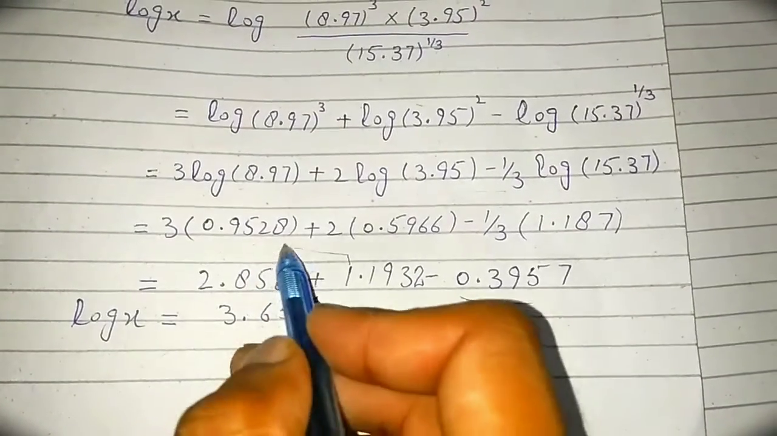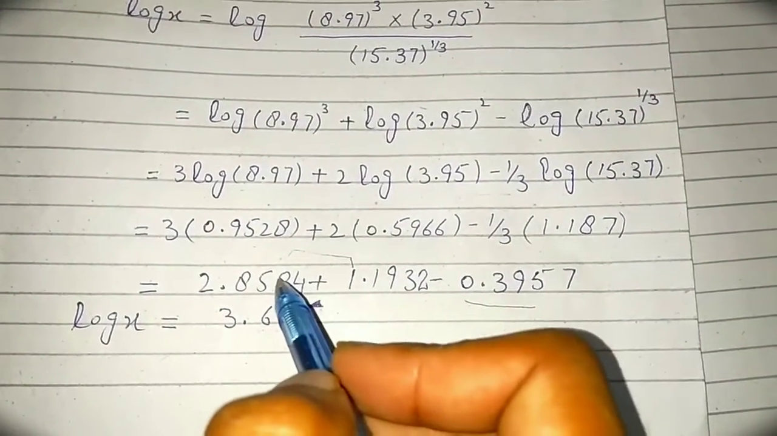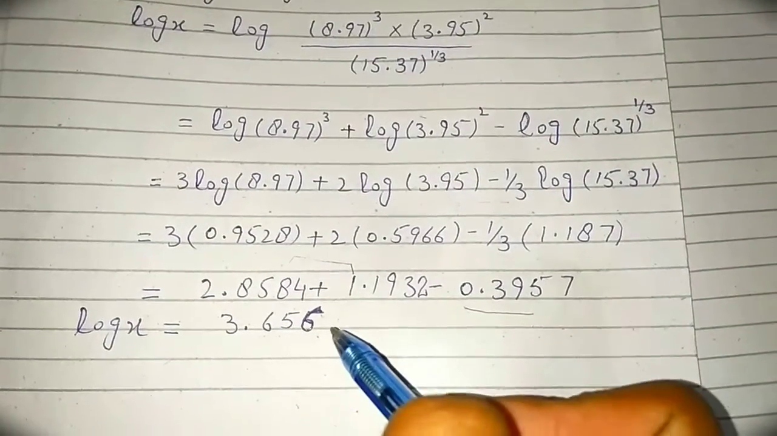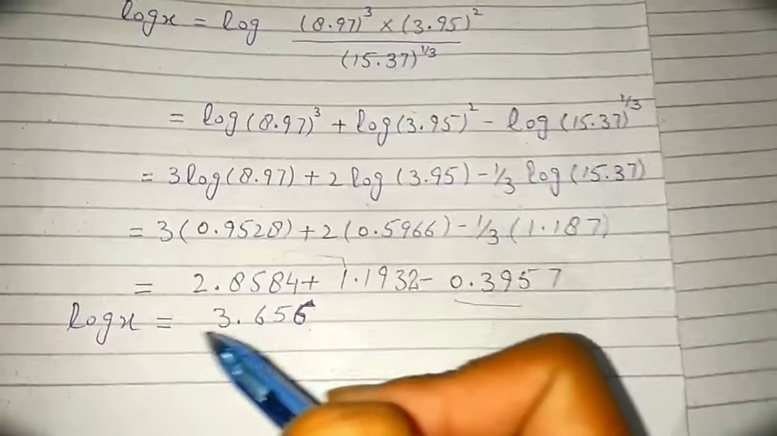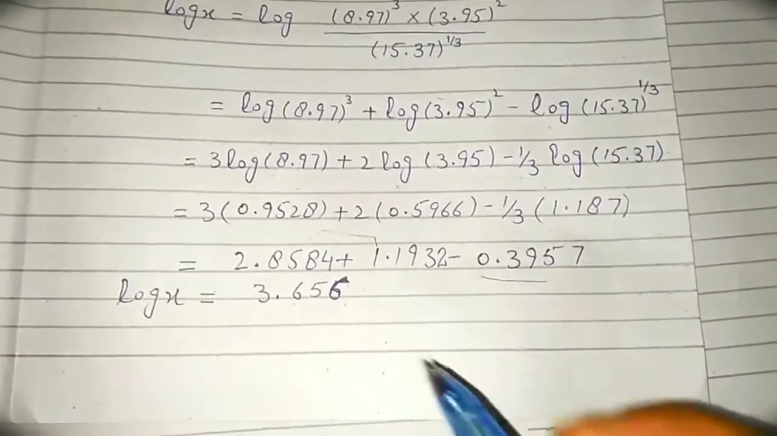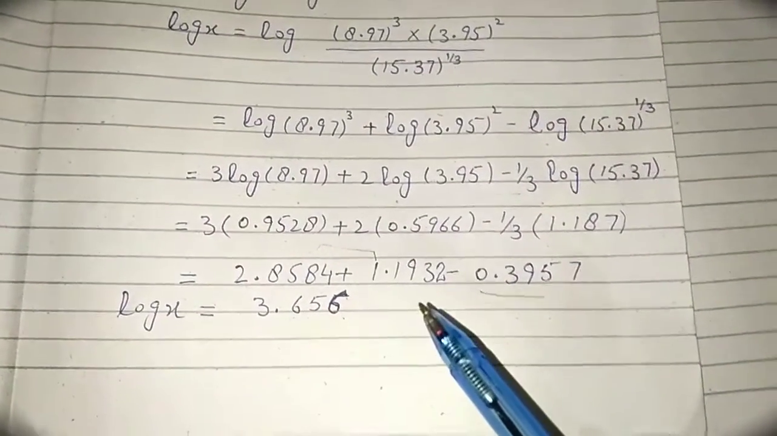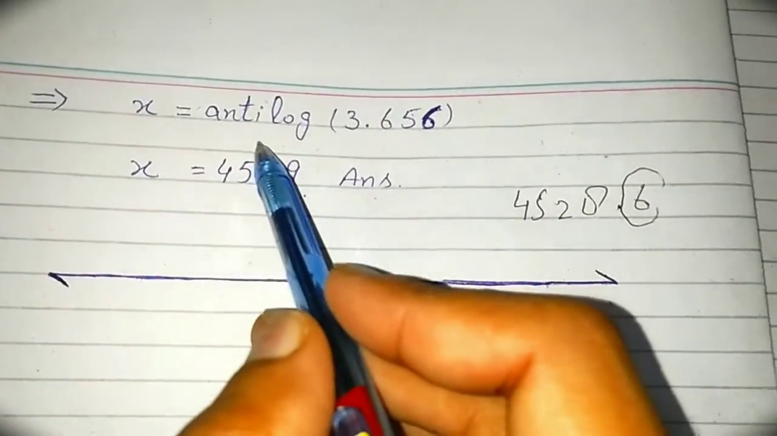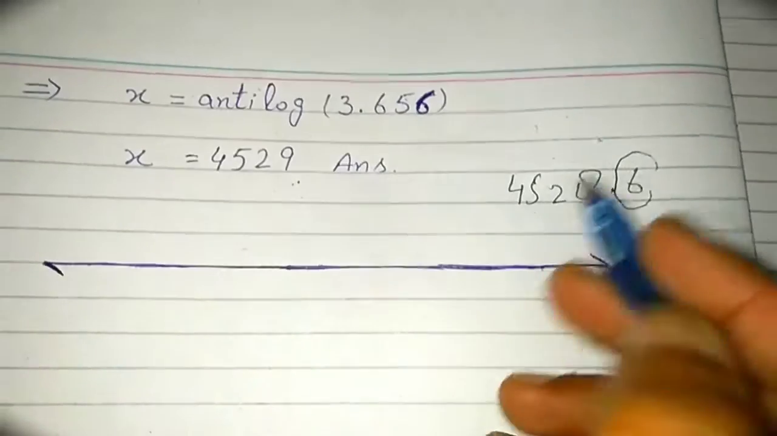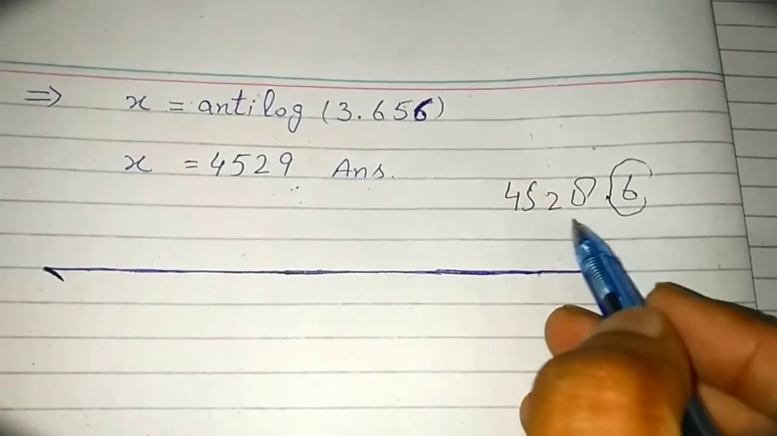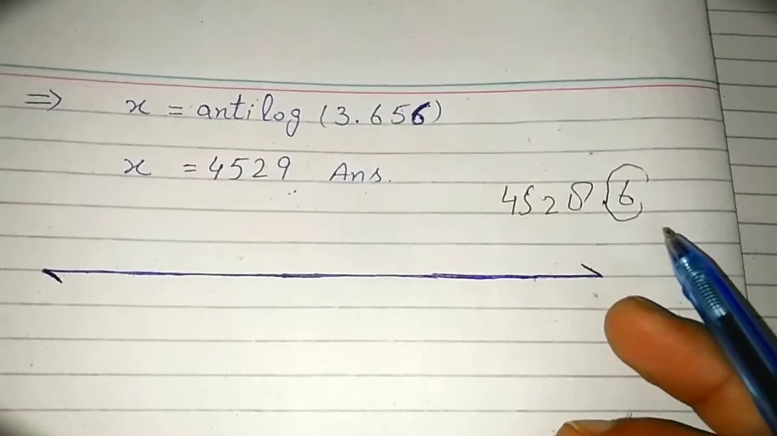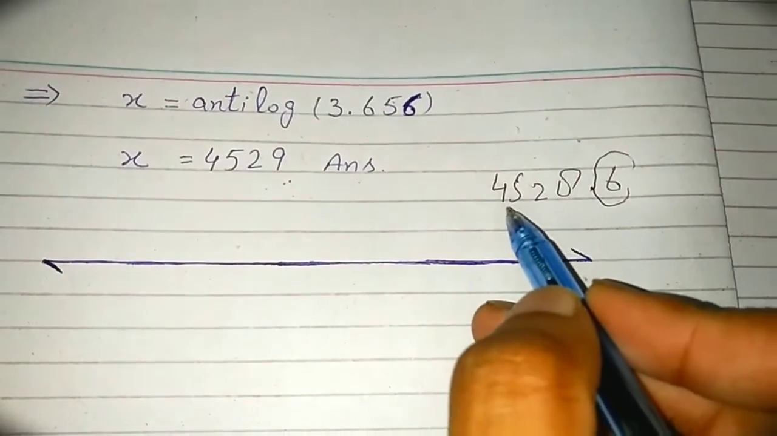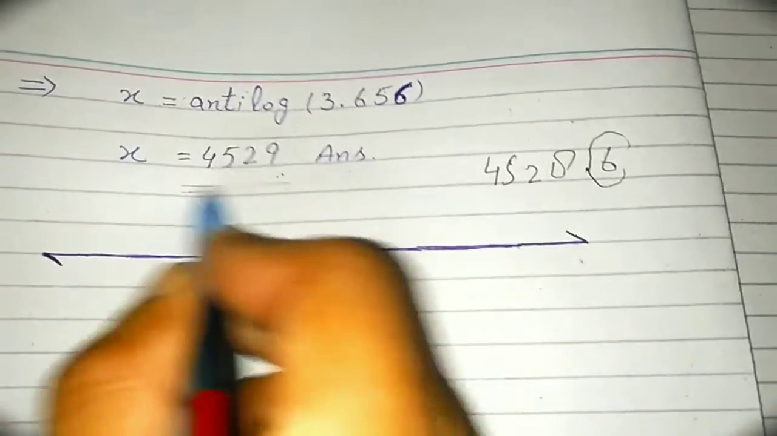So we have to add both these numbers. By adding both these numbers and then subtracting 0.3957, we will get 3.656. Next we have to find the value of x, not log x. So bring this log to the other side and it will become anti-log. So anti-log of 3.656 is 4528.67 or 8 something. So we have to round it off. So it will become 4500, which is our answer.